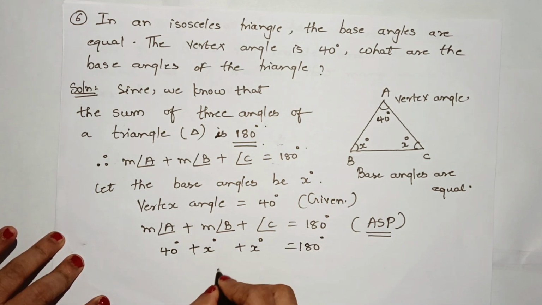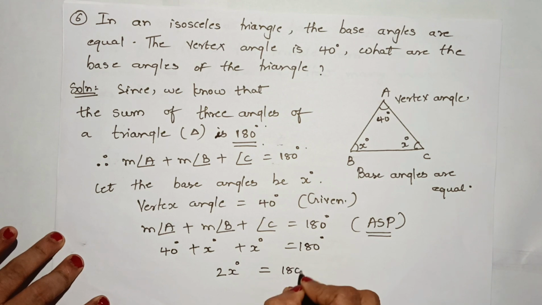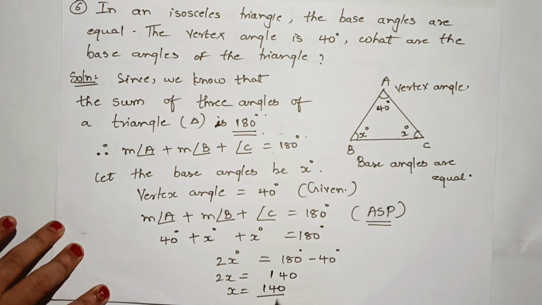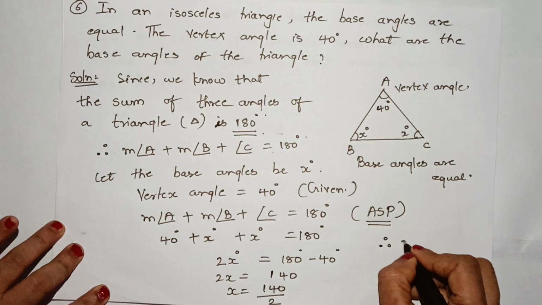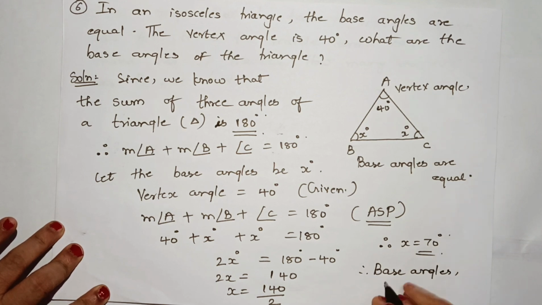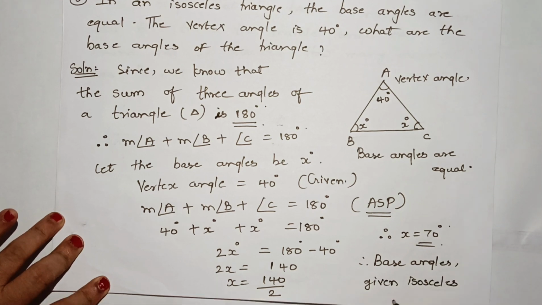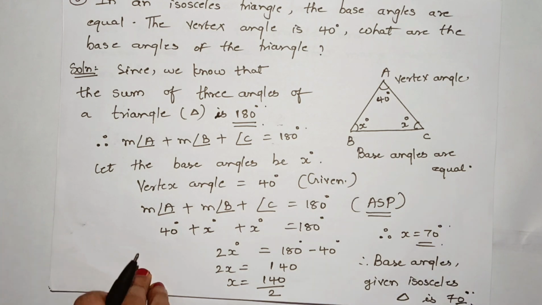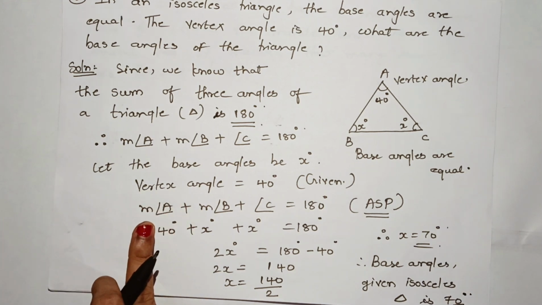x plus x turns out to be 2x degrees. 180 minus 40, transposing, 2x equals how much? 140 degrees. x is equal to 140 divided by 2. Therefore, x is equal to 70 degrees. Therefore, the base angles of the given isosceles triangle are 70 degrees. This sum is also quite important. Now let's switch to the next sum.